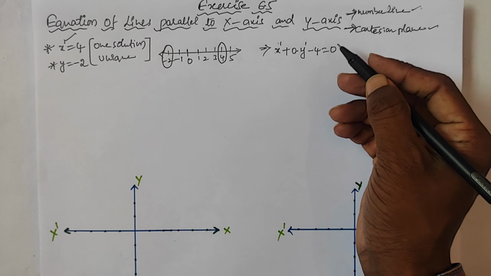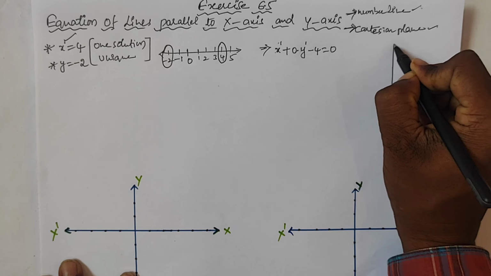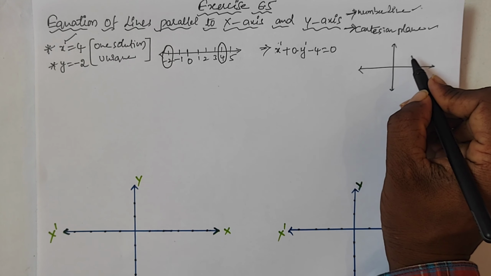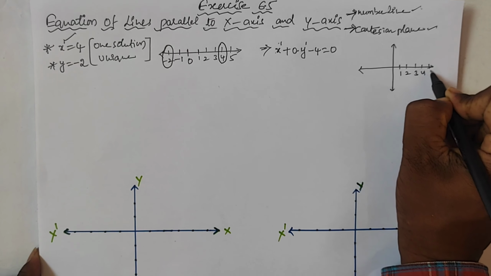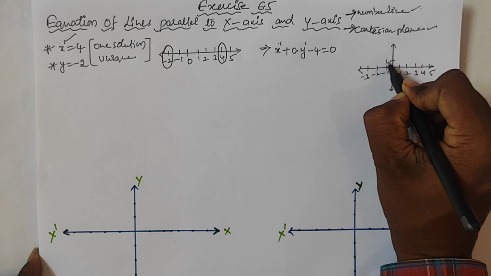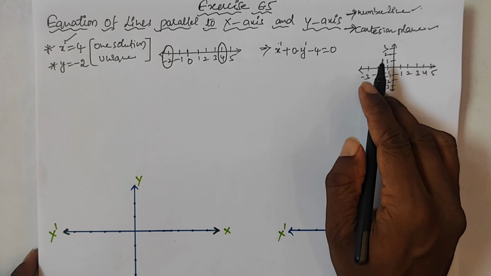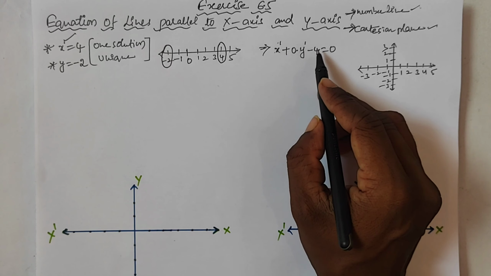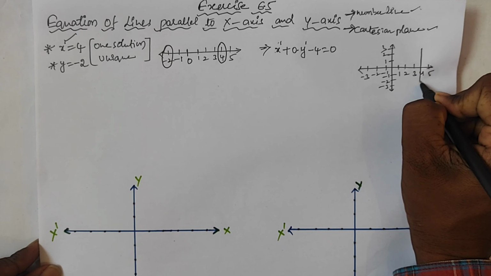Okay. How will you get infinite solutions? This time we consider the Cartesian plane with the x-axis and y-axis, and on both axes I am considering 1 centimeter equals 1 unit. Locating points here: 1, 2, 3, 4, 5, and minus 1, minus 2, minus 3, on both axes. As I said, here we get infinite solutions. If you observe clearly, what will you get here? x equals 4 only, right? x equals 4, which is a line parallel to the y-axis.